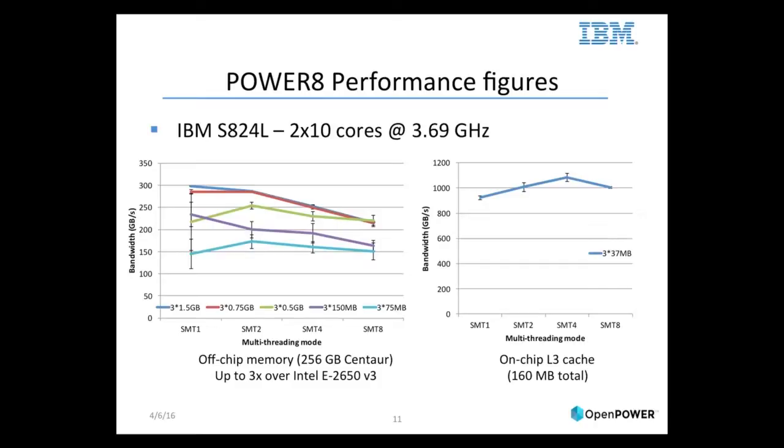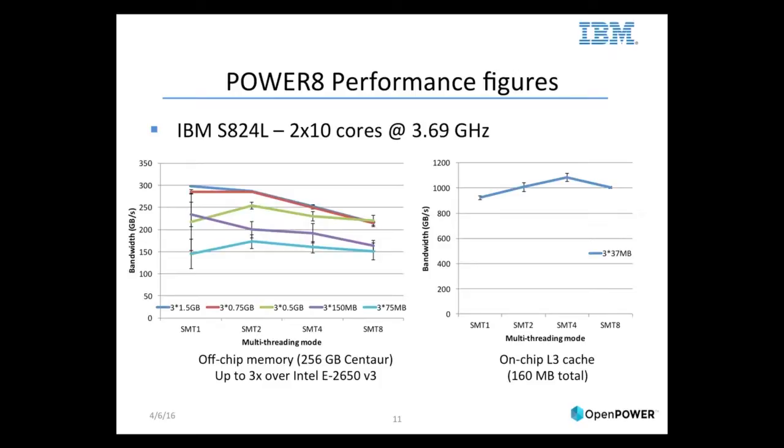And to begin with, this is basically the number one benchmark anyone runs on a system. This is the STREAM benchmark that measures bandwidth to the DDR4 memory. And you can see that we have a 2-socket, 10-core machine.